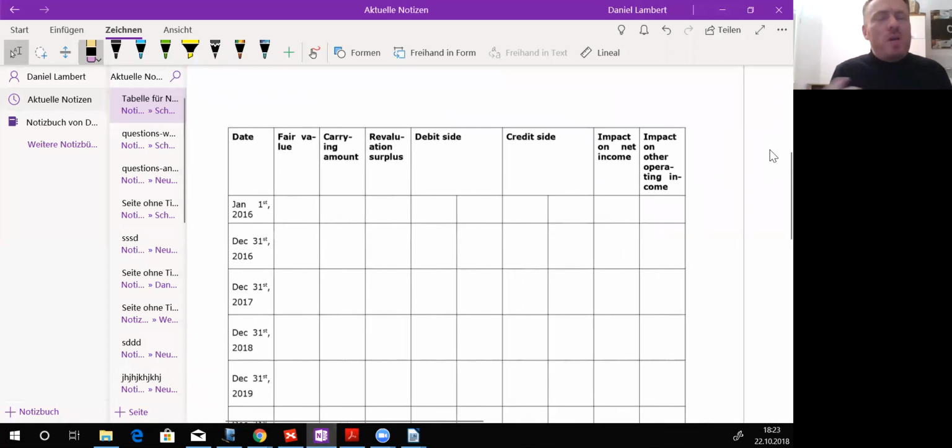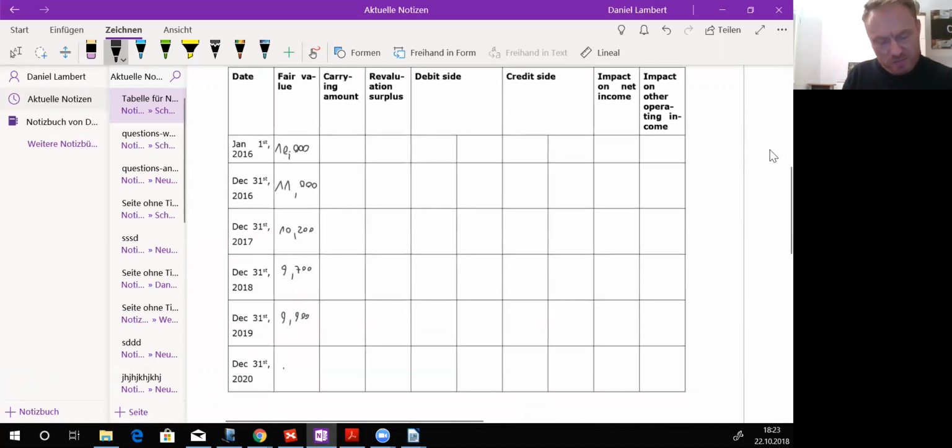There is no revenue combined with it. There's no expense combined with it. Revaluation surplus is not a part of the income statement. So let's consider this. Let's just say 10,000 was the fair value at the beginning of the first year, 2016. Then it's 11,000 euros. Then it goes down again to 10,200. It goes further down to 9,700, then 9,900, and at the very end is going to be 10,500.